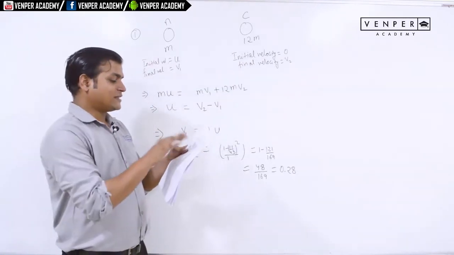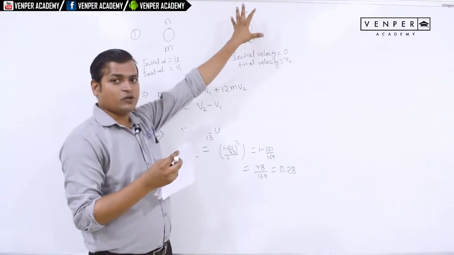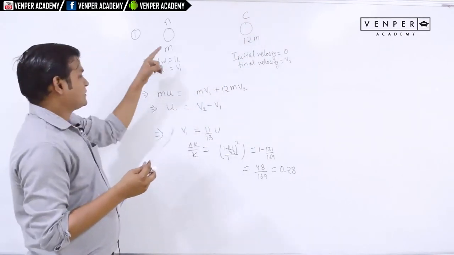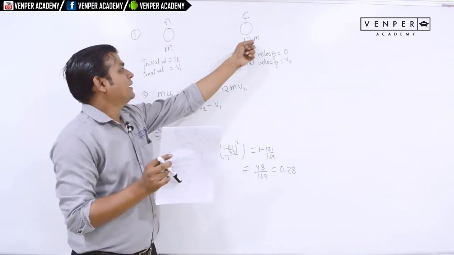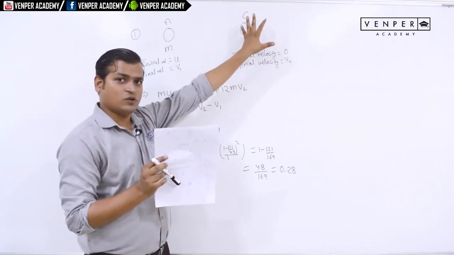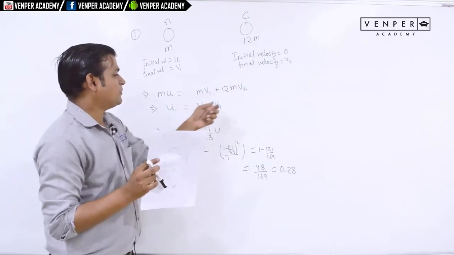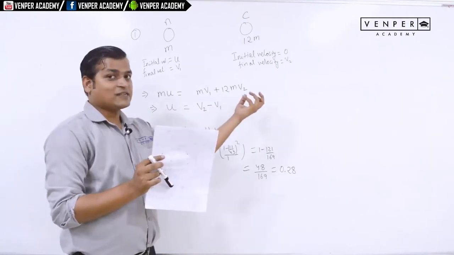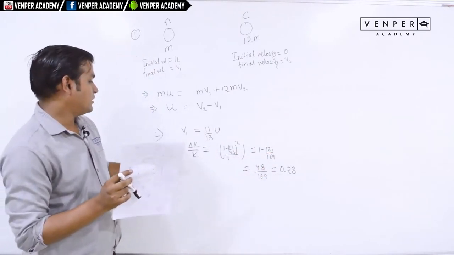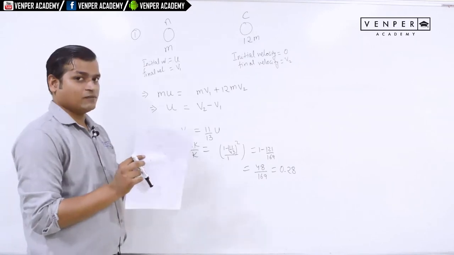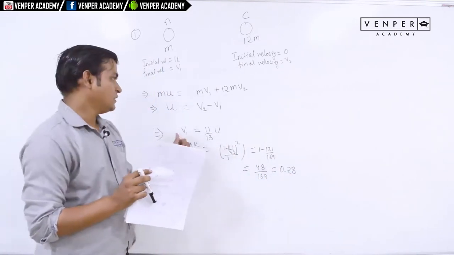Now in the second part of this question, they are saying that the same neutron is now colliding with a carbon nucleus, clear? So whatever we did in the first part, we have to do the same thing here. The only difference is that instead of 2m, we have to take 12m. Use the same conservation of momentum, and because this is an elastic collision, we take e as 1. When you calculate the part of kinetic energy lost during that collision, you will get 0.28. Clear? So this was that question.